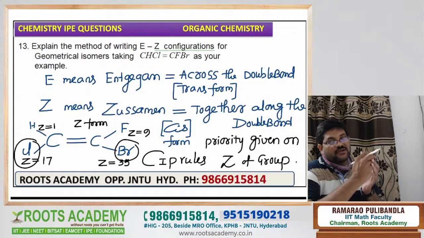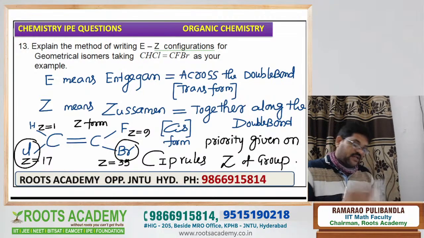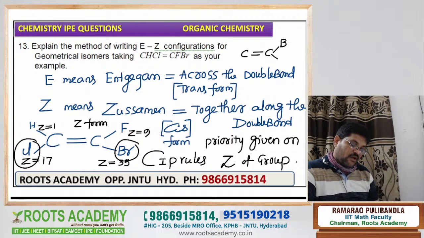On the first carbon, out of hydrogen and chlorine, the high priority is for chlorine. On the other carbon, out of fluorine and bromine, the high atomic number is for bromine, which is 35. That's the high priority. So the high priority groups are present together along the double bond, so this is Z form. And if you want the E form, it is simply C double bond C, with bromine written upside and chlorine written downside, and this is hydrogen and this is fluorine. Understood? Now here, you write the same logic.